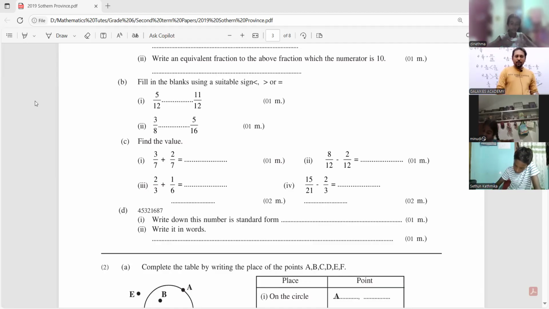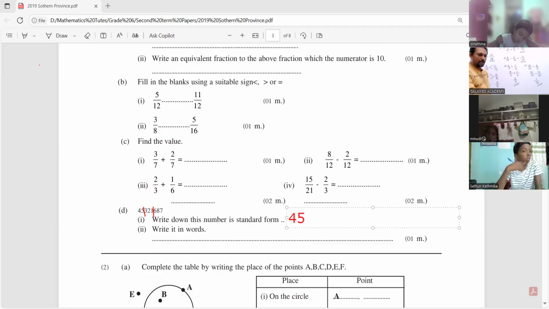Standard form means you have to separate into periods, no? Then how you can separate into periods: from the end of the number, 3 digits by 3 digits towards your left hand side, you have to separate into periods, right? Like this. Right. Then when you write the standard form, these periods you have to write keeping the spaces.